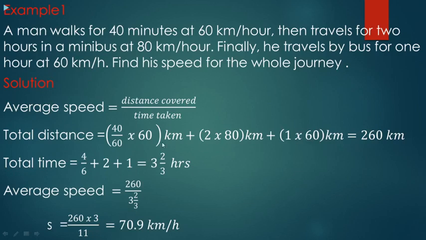To get the total distance, we add all these. This is 40 plus 160 plus 60, you get 260 kilometers. That is the total distance the man covered for the whole journey.